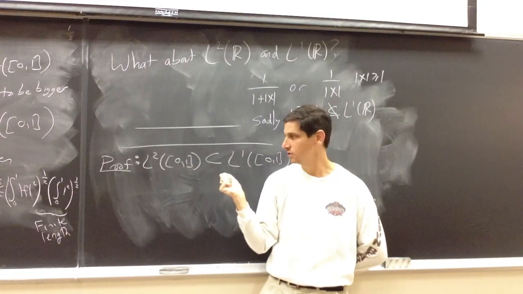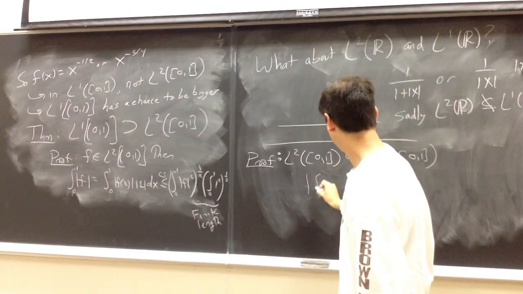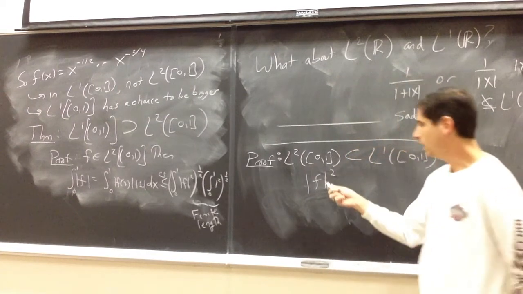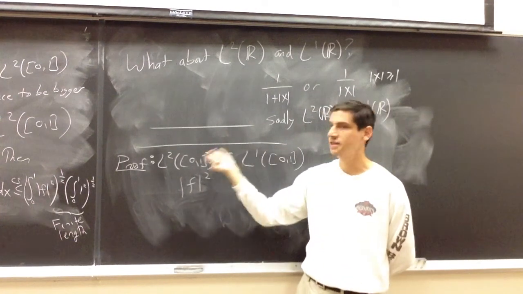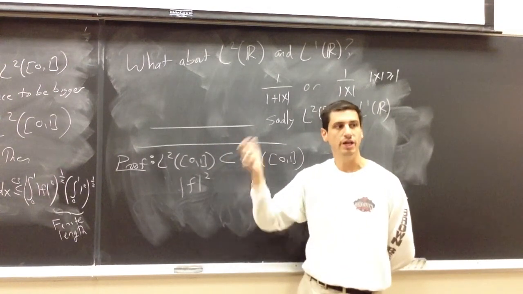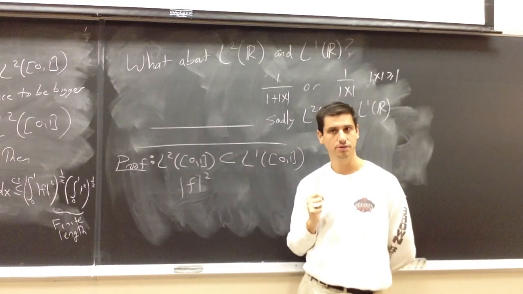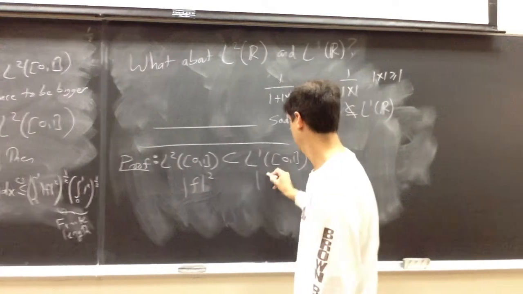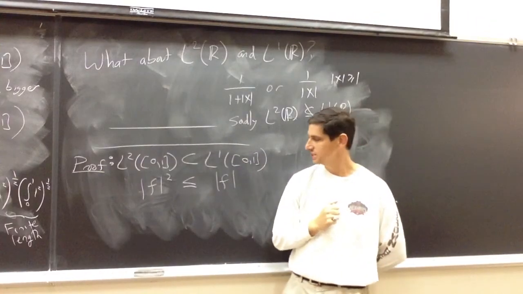And there's a great way to handle this. So the absolute value of f squared, I want to compare the absolute value of f squared to what? So I'm trying to show that if I'm in L1, then I'm in L2. I want to show if in L1, then in L2. So what do I want to compare the absolute value of f squared to? Absolute value of f. Is that the case? Is the absolute value of f squared less than or equal to the absolute value of f?